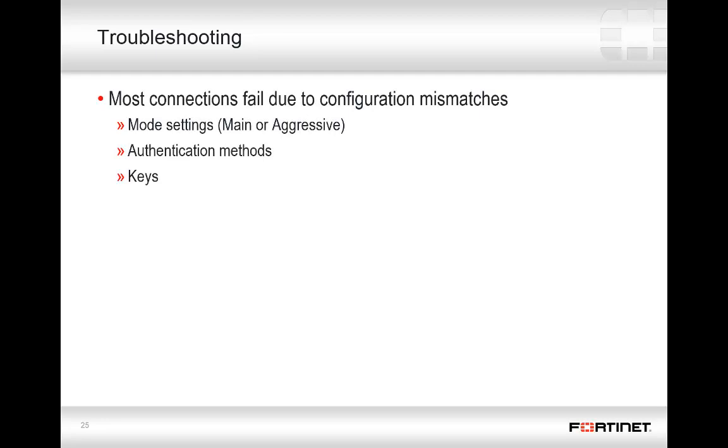As you can see, IPsec VPN configurations can be very complex. What is the best way to solve problems? When troubleshooting, look for setting mismatches first. Most connection failures are due to misconfiguration. Is a route missing? Is a firewall policy missing or blocking the traffic? Are VPN settings mismatched?